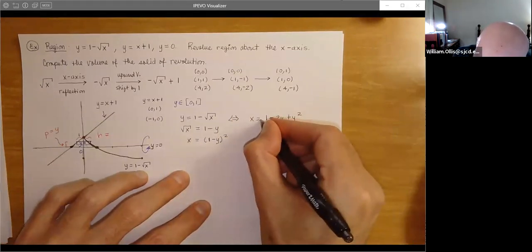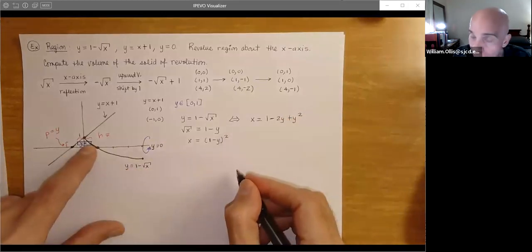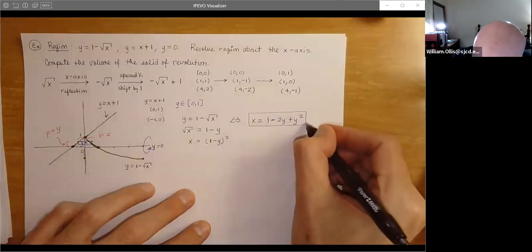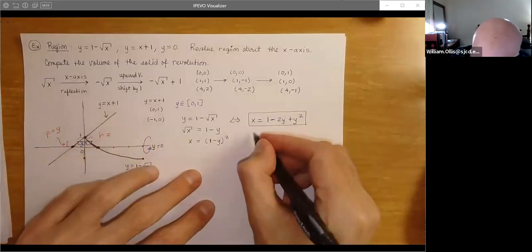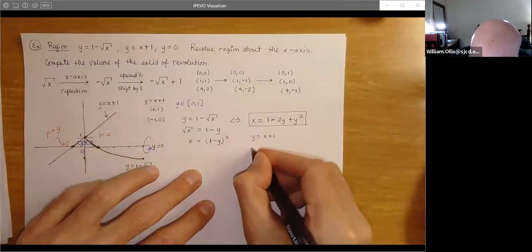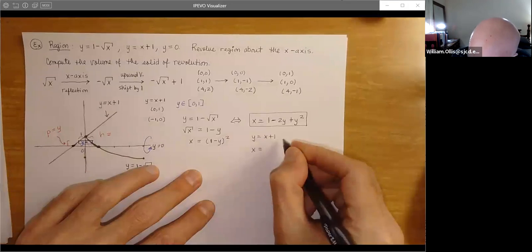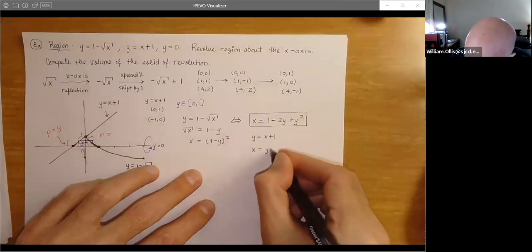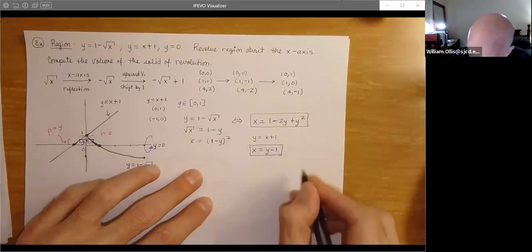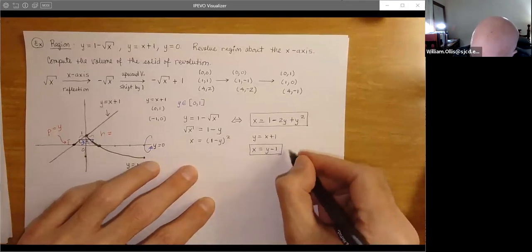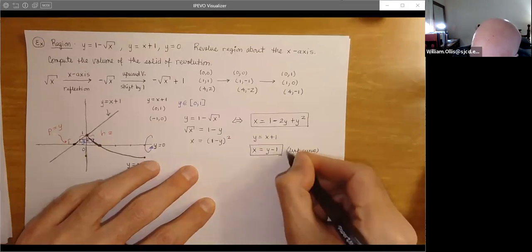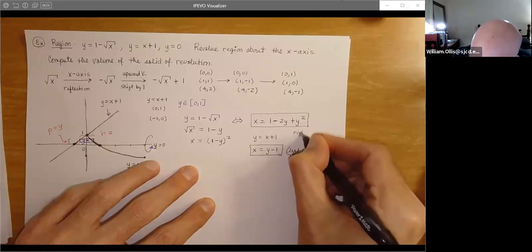So this gives us the right curve. Here's the right curve. And then for the left curve, we have y equals x plus 1. So now solving for x in this case will just be y minus 1. Just transposing the 1 to get x equals y minus 1. So we say left curve. Let me write this in. Left curve, right curve.